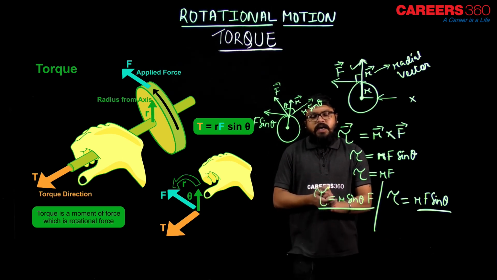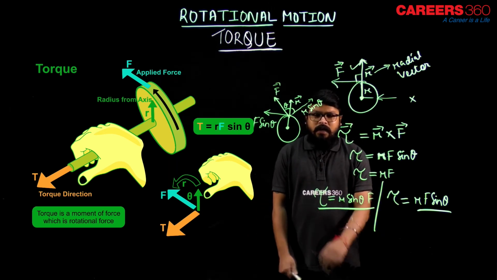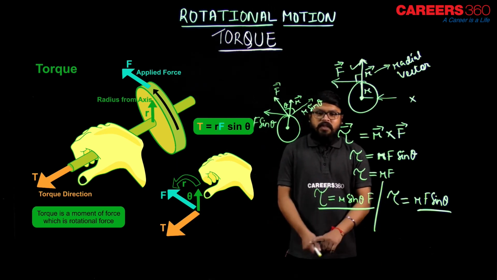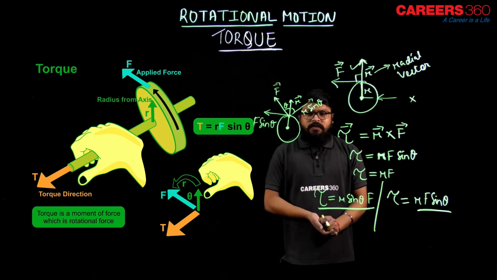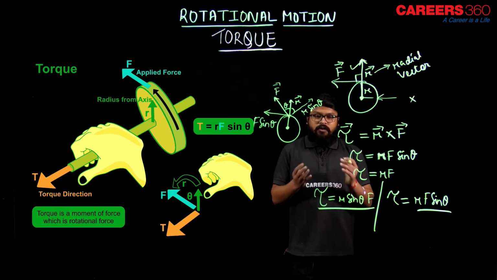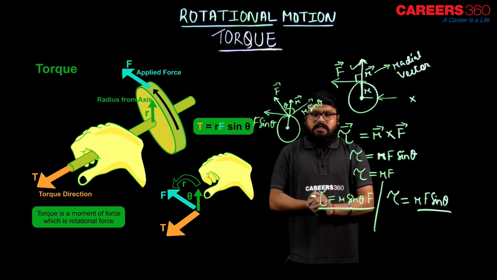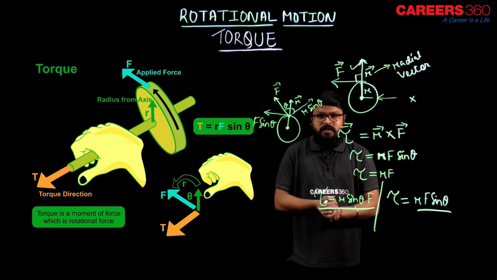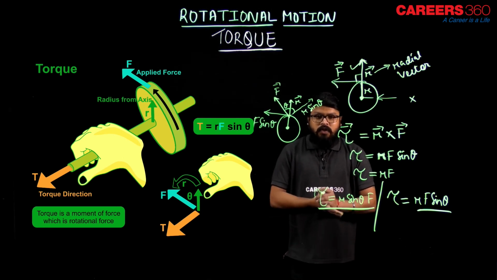And how to find out the direction? Just roll your right hand. That is r cross F, and the direction of the thumb will give you the direction of torque. So torque is a moment of force, which is nothing but a rotational force, because that provides rotational motion. For the torque to be applied, you need to apply linear force at some distance or perpendicular length from the axis of rotation, which is fixed. I hope it is clear to you, right? So that was all about torque.